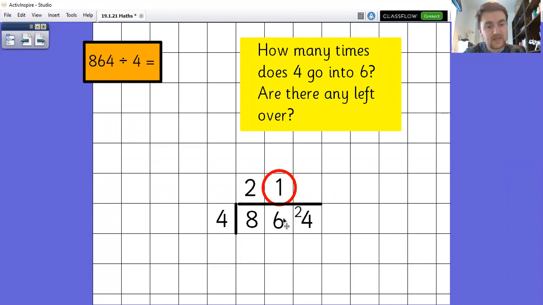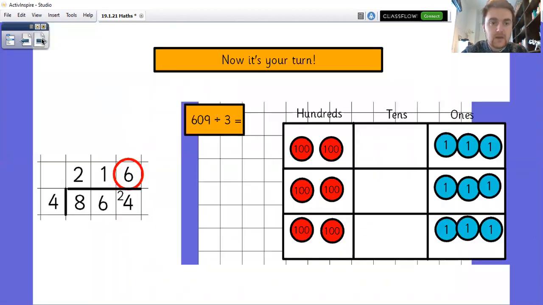Because it's 2 10s, I'm going to add them to my 1s to make 24 ones. How many times does 4 go into 24? 4, 8, 12, 16, 20, 24 goes in 6 times. So I can put a 6 there. So I can see I get the same answer that way.